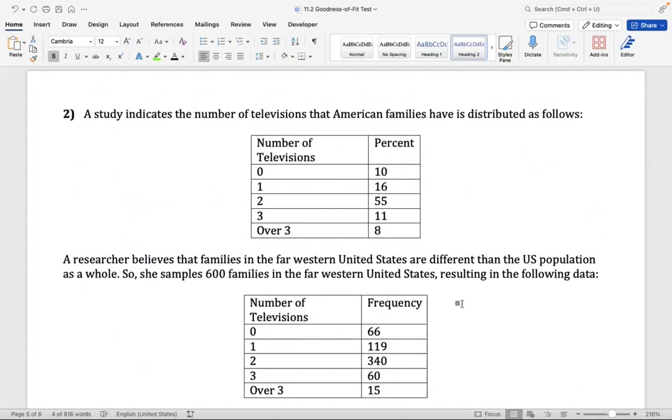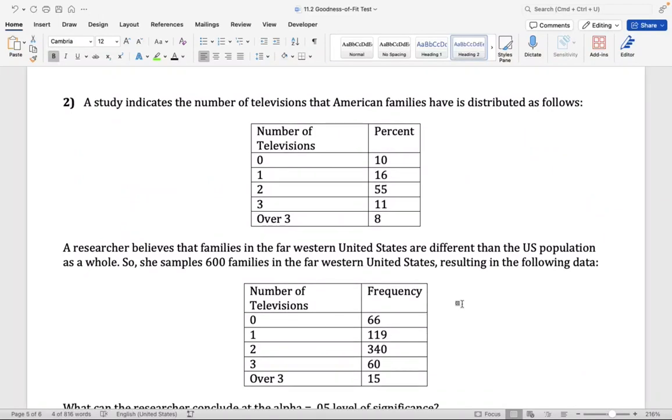There's one more example in this lesson where you need to conduct a goodness of fit test. We're going to read the problem together. We're going to state the null hypothesis and the alternative hypothesis. And then we're going to talk about how to calculate the expected values. And then I'm going to stop the video. I'm going to let you finish the problem on your own.